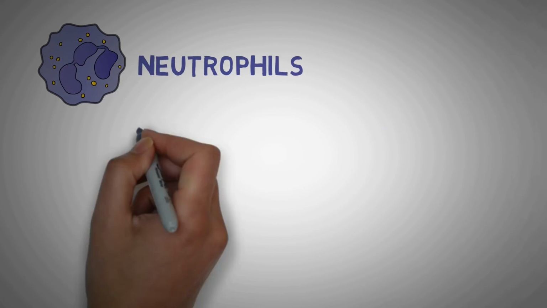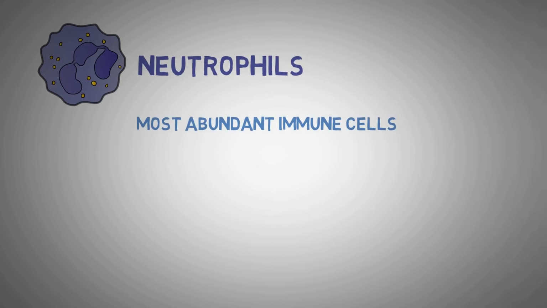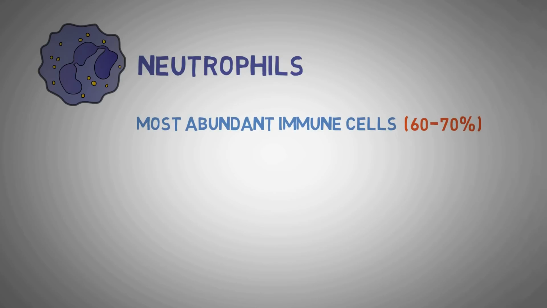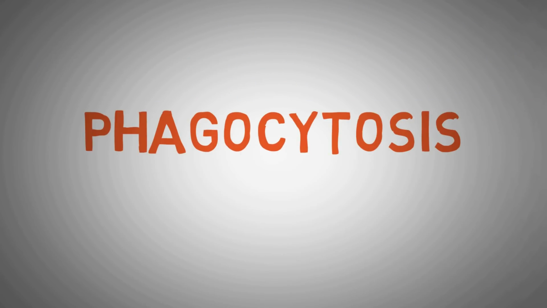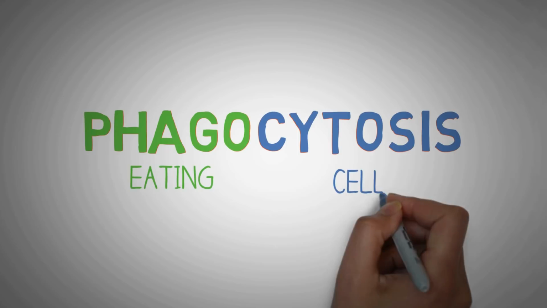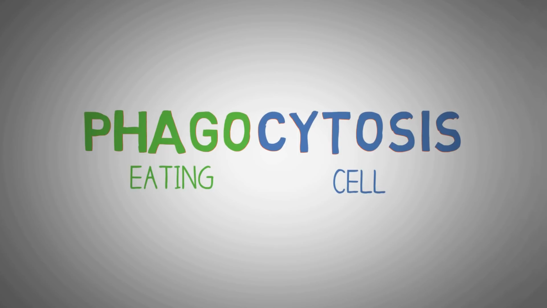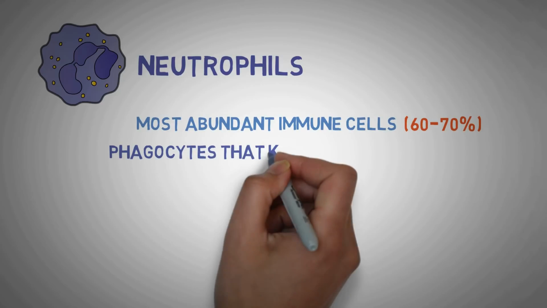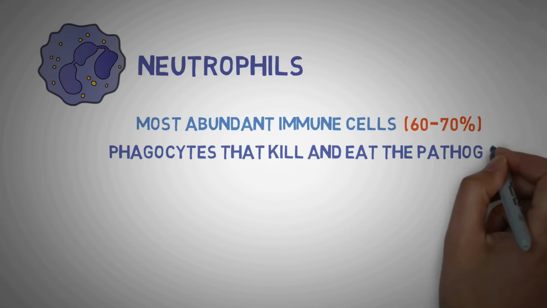The neutrophils are the most abundant immune cells, making up about 60 to 70% of the total population of immune cells. They form an essential part of the innate immune system. One word you will hear a lot in this immune system is the word phagocytosis. Phage means eating and cytosis means by a cell. So phagocytosis in simple terms is cell eating. Neutrophils are a type of phagocytes that detect and eat the pathogen.